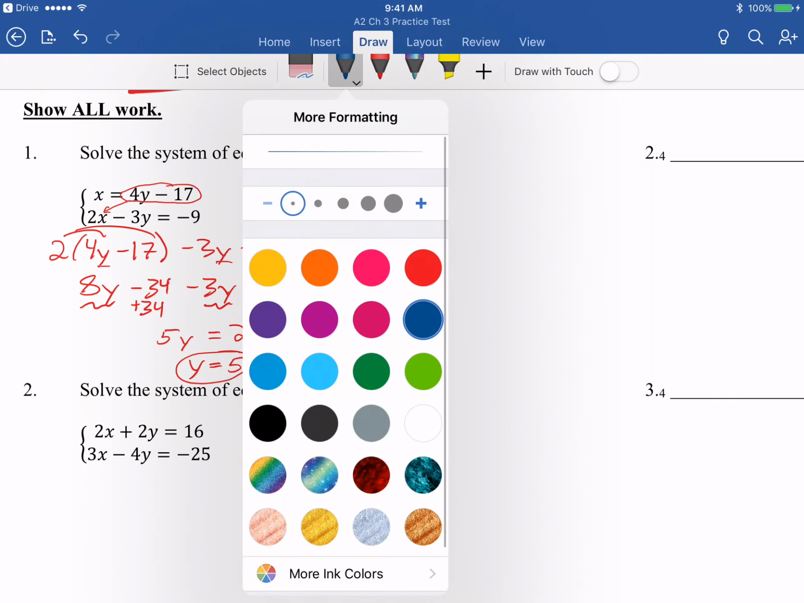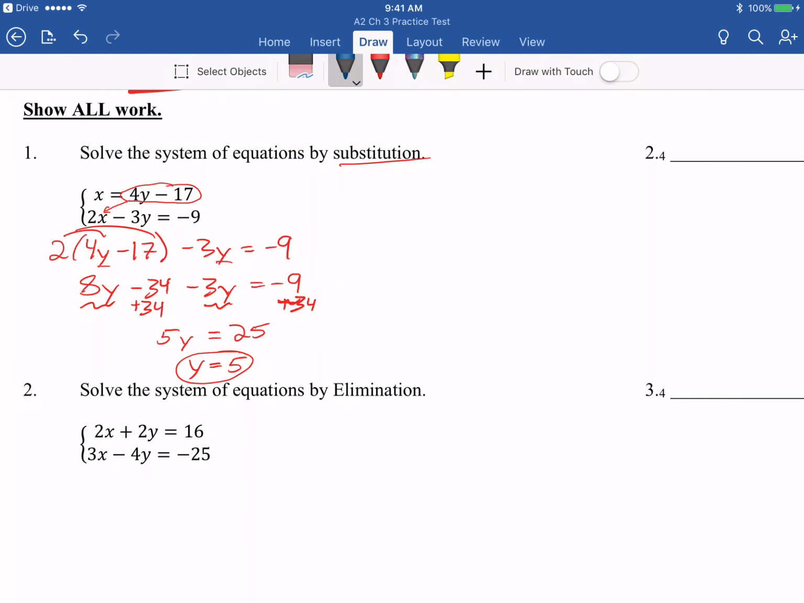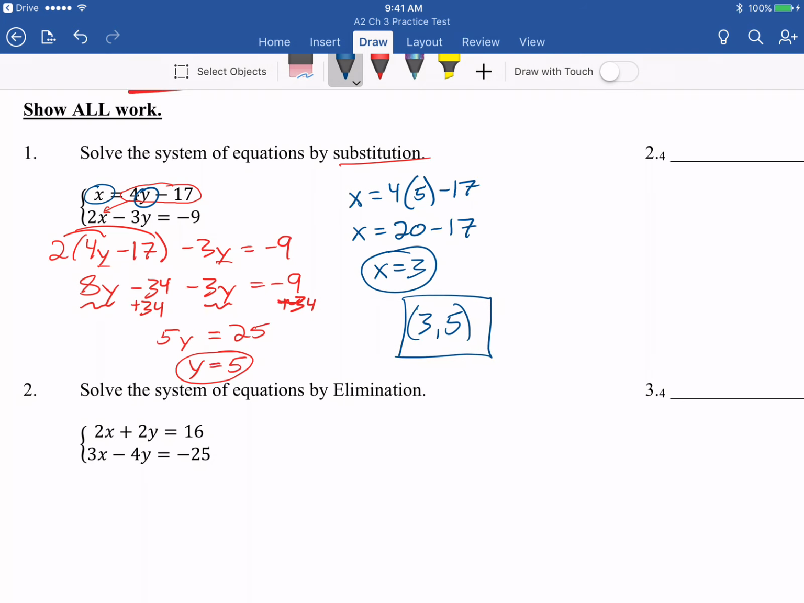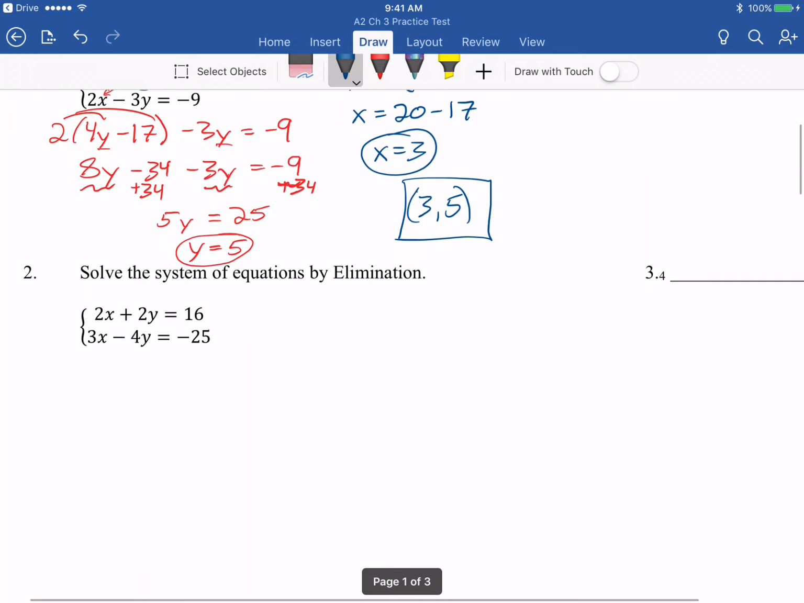Now to find out what my x is, I got to plug that guy back in. So it's easiest, this guy shoots x right out. So I get x equals 4 times 5. I'm plugging in my 5 for my y, minus 17. I get x is equal to 20 minus 17. So x is equal to 3. All right, final answer here is 3 comma 5. Make sure you give it to me in that form, please. All right, keep going here.